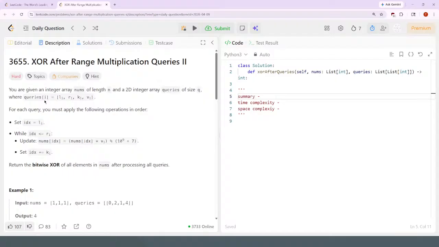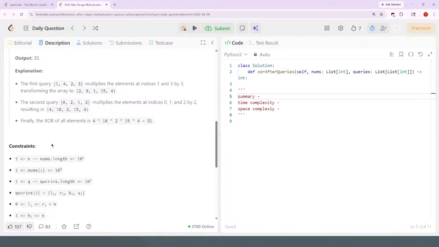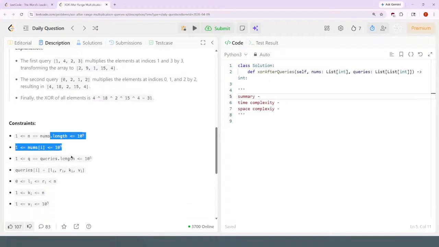Hard. Eeks. You're given an integer array nums of length n and a 2D integer array queries of size q where queries[i] is left, right, k, and b. For each query you must apply the following operations in order. Index equals left, while index is less than or equal to right. Update nums at index equals nums at index times b mod 10 to the 9th plus 7. Okay, so this is exactly the same as yesterday, but the constraints are bigger.